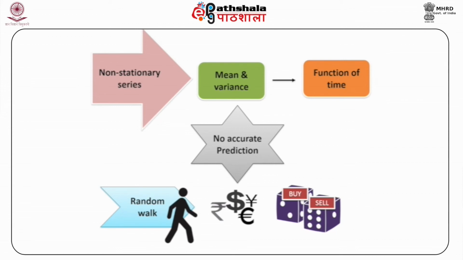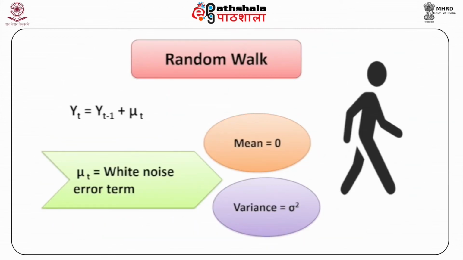In the real world, asset prices like exchange rates and stock prices follow a random walk process and are non-stationary in nature. A random walk is a process where the current value of the variable incorporates the lagged value of the same variable plus an error term usually known as white noise.